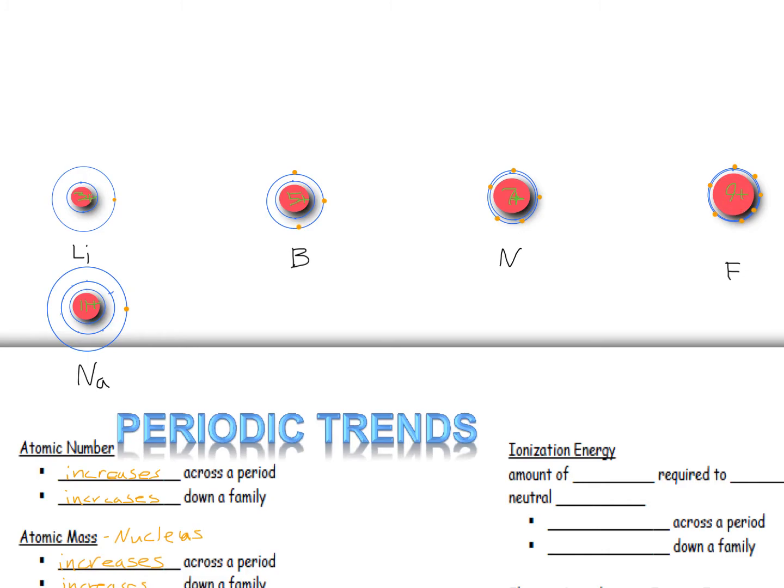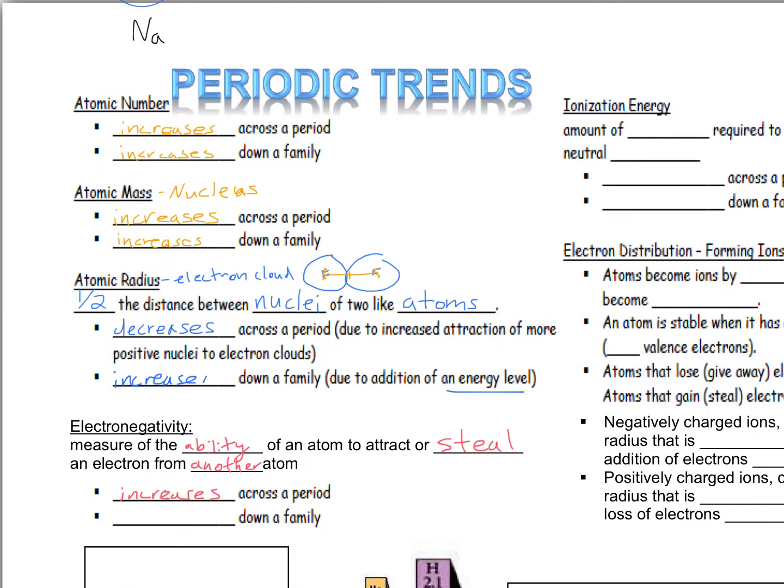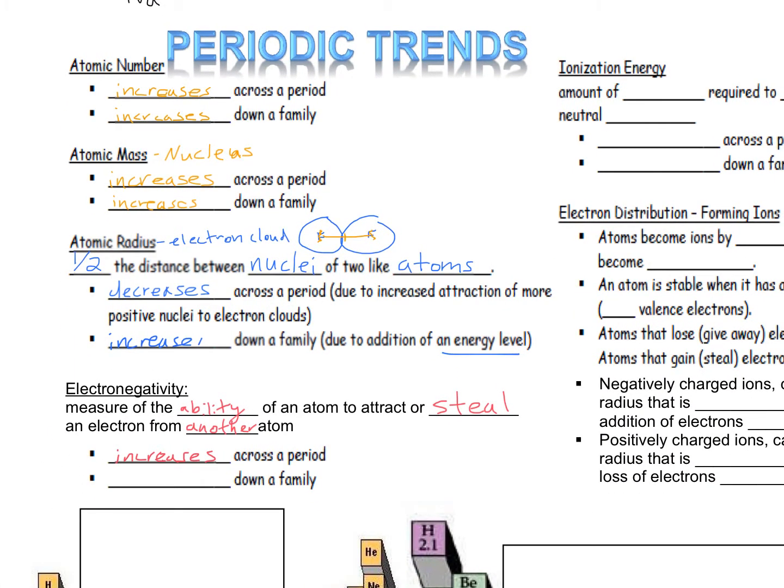This has 9 positives, that has 3 positives. This one will attract an electron much better than this one. More positive means more attraction. So going across a period, it should attract more. Now going down a family, while this one has more protons, these electrons are further and further away. The further and further away they are, the less able I'm going to be able to attract it. So going down a family, it decreases.